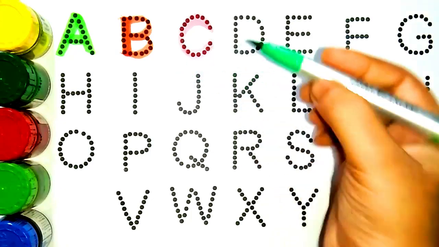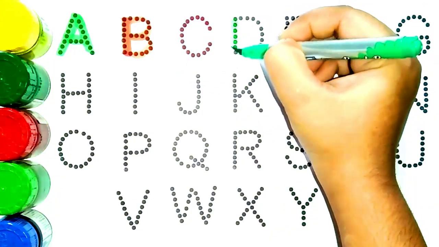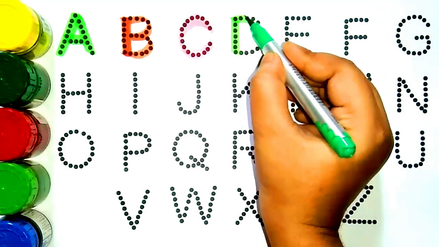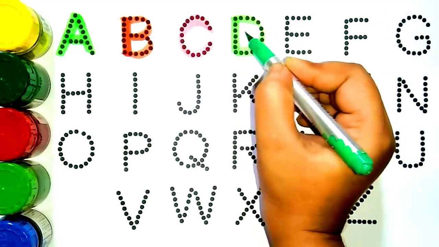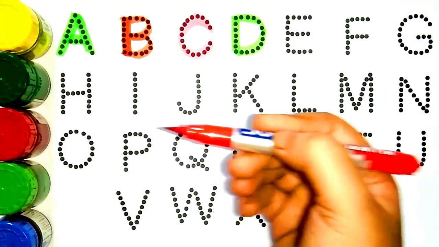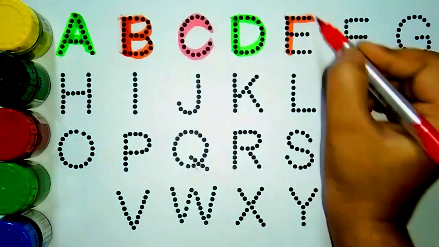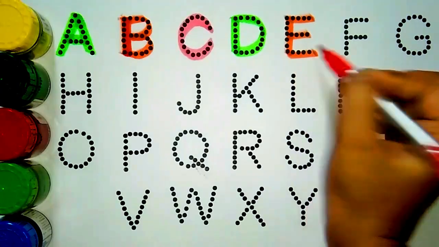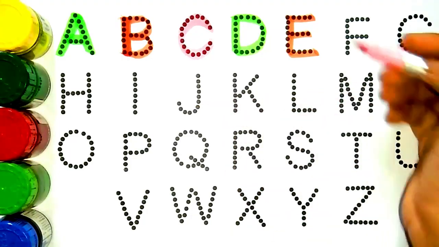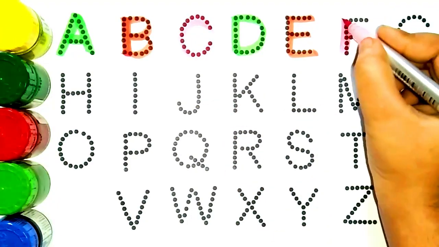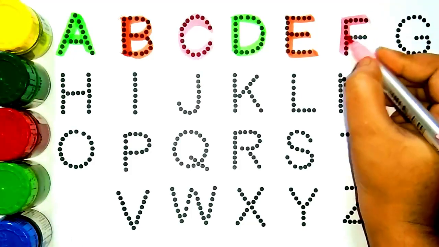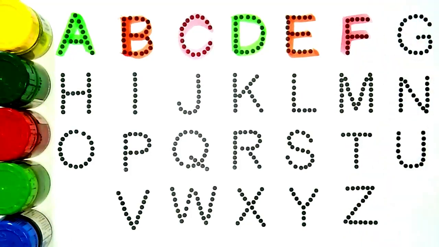Light green color. D for dog, D for dog. Orange color. E for egg, E for egg. Light pink color. F for frog, F for frog.